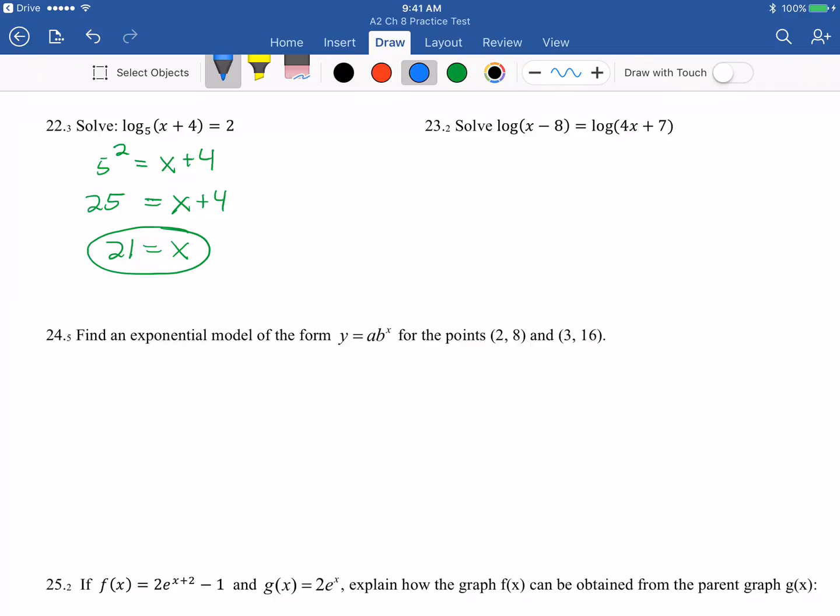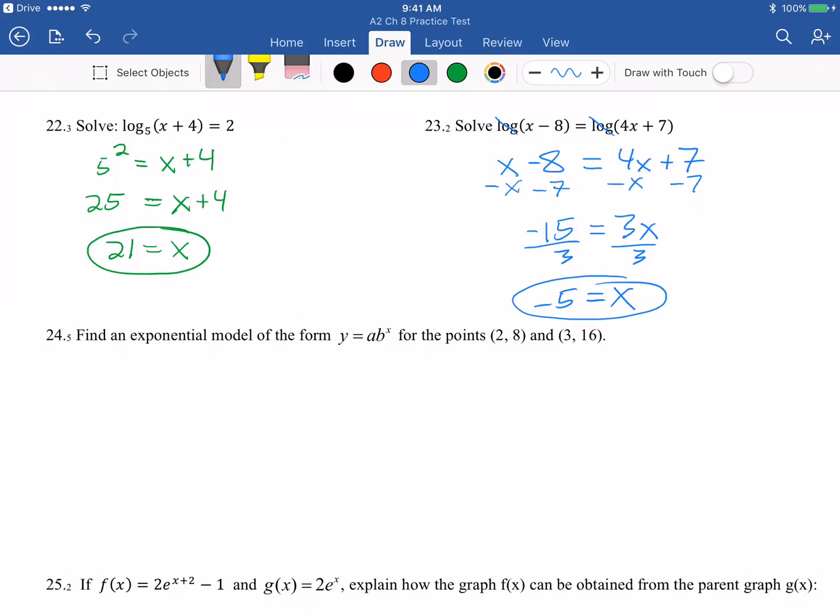Going on to number 23, we have some logs here on both sides. If they're on both sides, cross them out. So we have x minus 8 is equal to 4x plus 7. All right, now I'm confident we can get this. We can subtract that x over. We can subtract the 7 from both sides. So I get negative 15 equals 3x. Divide that guy by 3. So you should get negative 5 equals x for number 23.